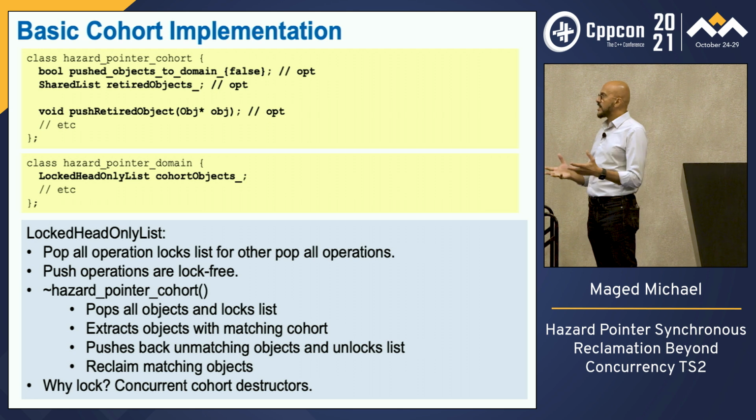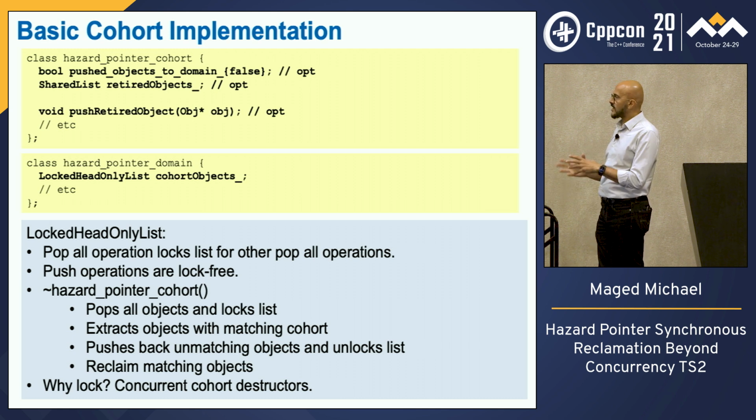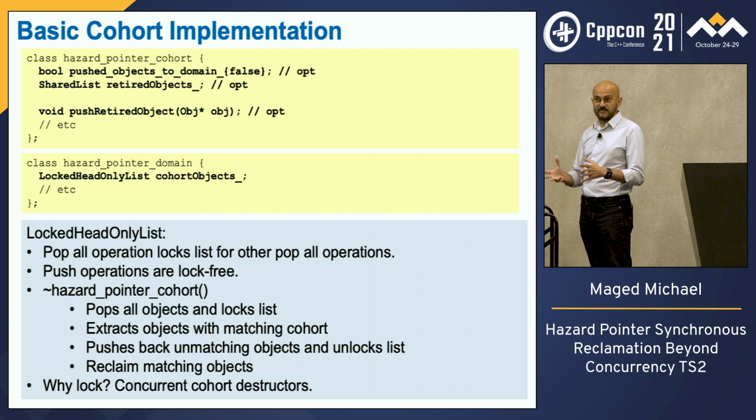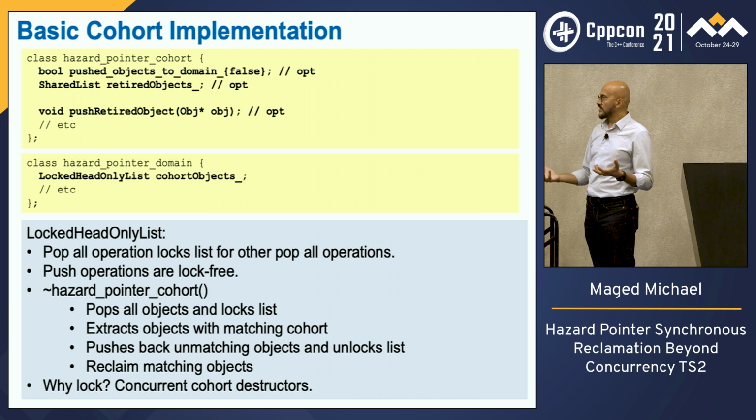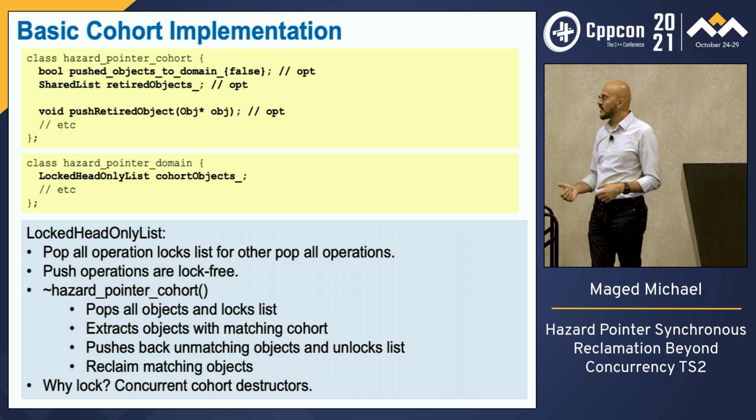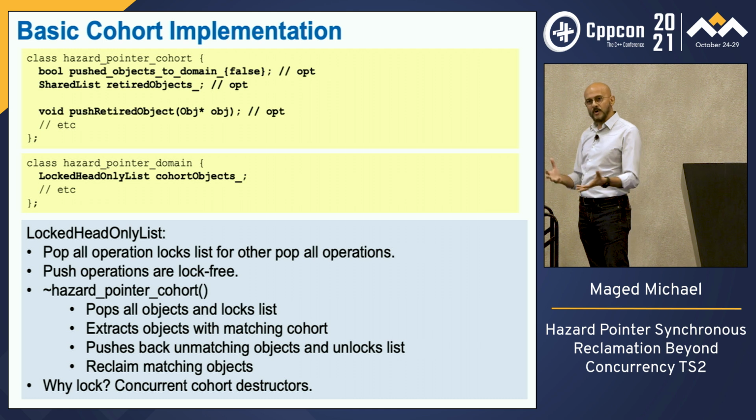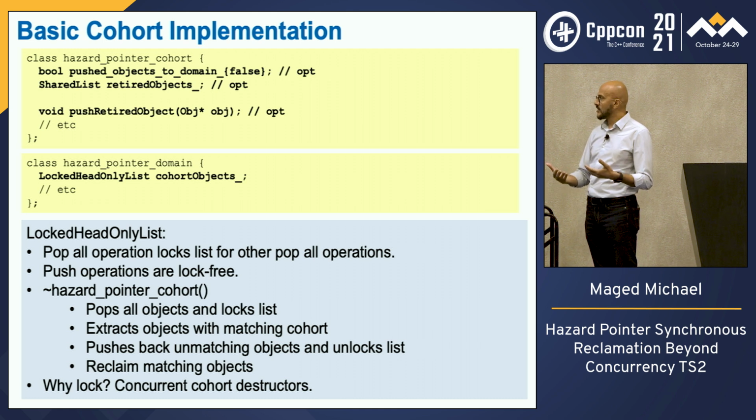But then in the domain, we need to have a list or a set of objects that belong to cohorts, and that list needs to be lockable. Why do we need that? Because we might have multiple cohort destructions happening concurrently, and we don't know which objects belong to which cohort. So we need to sort them out, and we need to synchronize between these cohort destructions. So the pop operations have to synchronize, but the push operations are lock-free. They can just keep pushing into that set.